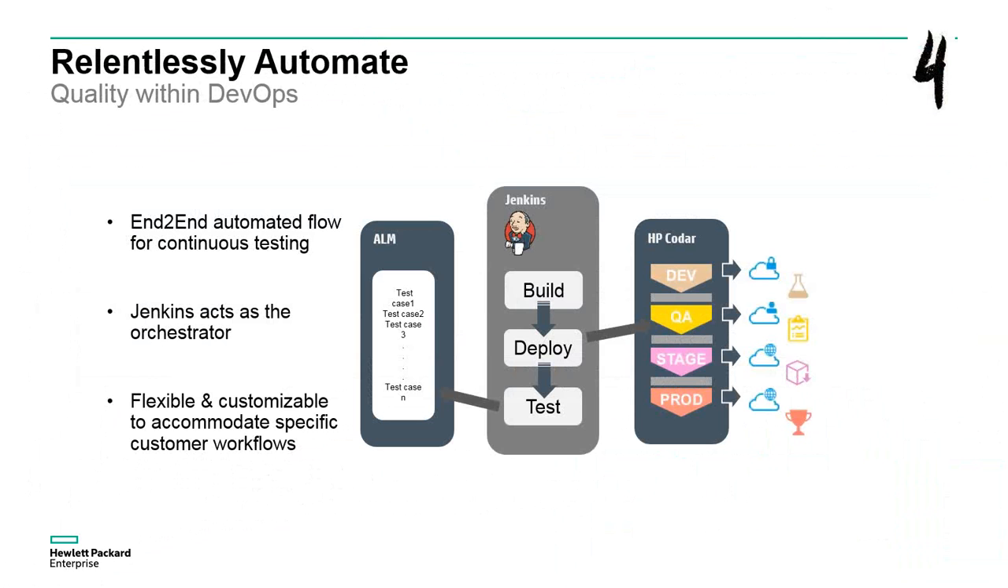So again, we talked about Relentlessly Automate. With that, we want to make sure that there's end-to-end automation flow for continuous testing. They use Jenkins, and Jenkins is used throughout our organization as well. So Jenkins acts as that orchestrator. And then we want to make sure that it's very flexible and customizable to accommodate specific customer flows. And we used Codar to help create those environments.